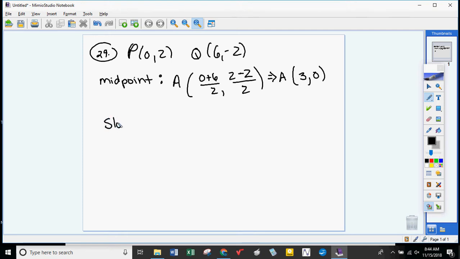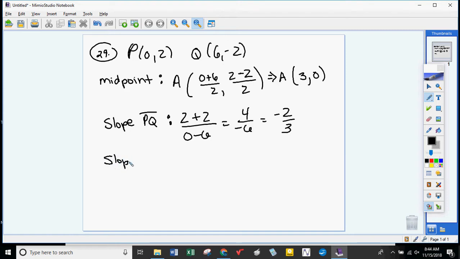to know its slope. And in order to find the slope, I have to find, first of all, the slope of segment PQ. So the slope of PQ will be the difference of the y coordinates over the difference of the x coordinates. So 2 minus negative 2, over 0 minus 6. So that means the slope of the perpendicular is going to be 2/3.